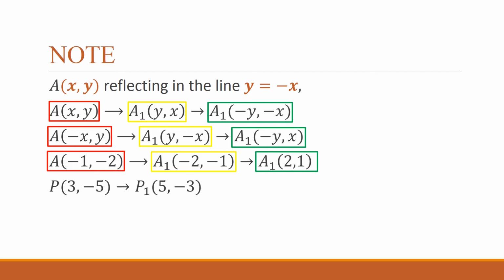Now if you are familiar with performing reflection in the line y equals -x, you don't have to go through all the 3 stages. You can just pick the object point this time around. So I have the object point P to be 3, -5. When reflecting in the line y equals -x, first I reverse the 2 values, then I negate both sides. That will produce the image point P1, which is 5, -3.